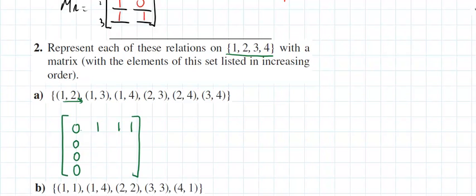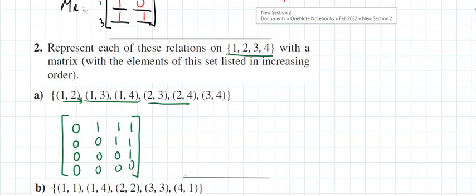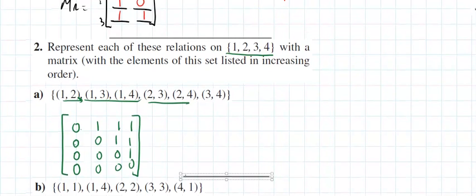There is no 2,1. There is no 2,2. There is a 2,3 and a 2,4. There's no 3,1, no 3,2, no 3,3, but there is a 3,4. And there's nothing in row 4. And there it is. How about the following relation?